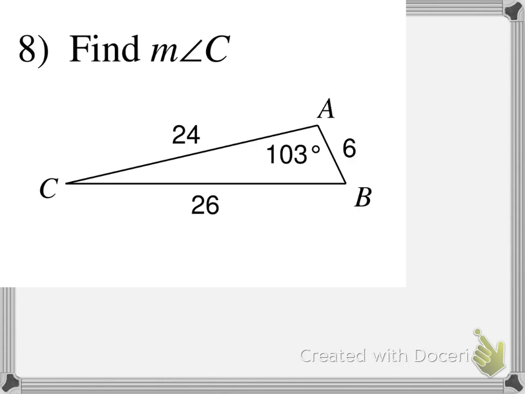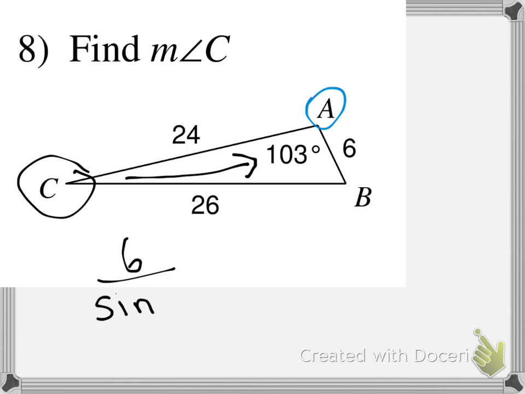Alright, so this one we're finding angle C, which is right here, opposite. Now, this is kind of confusing for some folks. They didn't know what to do with that 103. It actually goes with angle A, right up here. So we'll be setting this up with 6 being opposite of the sine of C is equal to, and we'll use this opposite relationship right here. Let me clear that up a little bit so you can see the 103. 26 over the sine of 103.